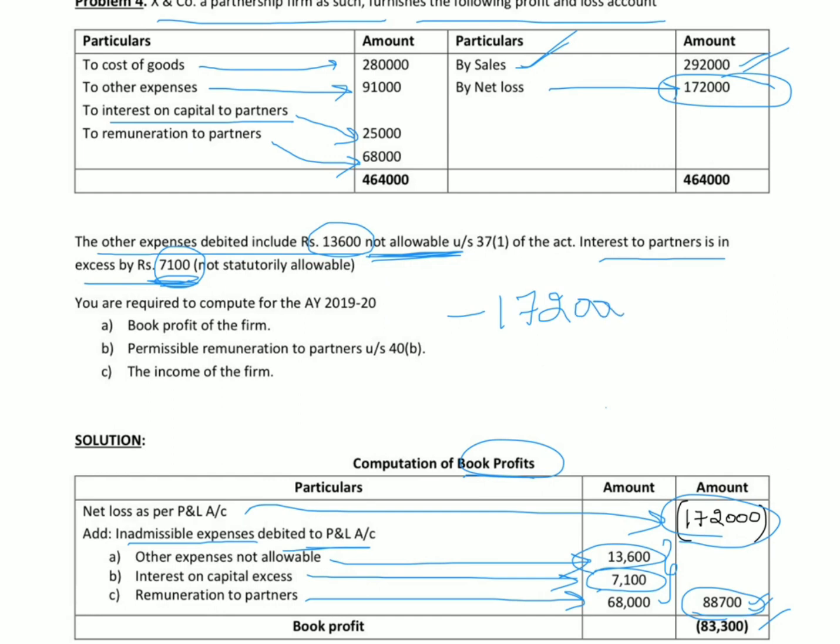That is minus 1,72,000 plus 88,700. Minus into plus is minus. You have to keep the sign of the greater number. 83,300 will be your book loss.